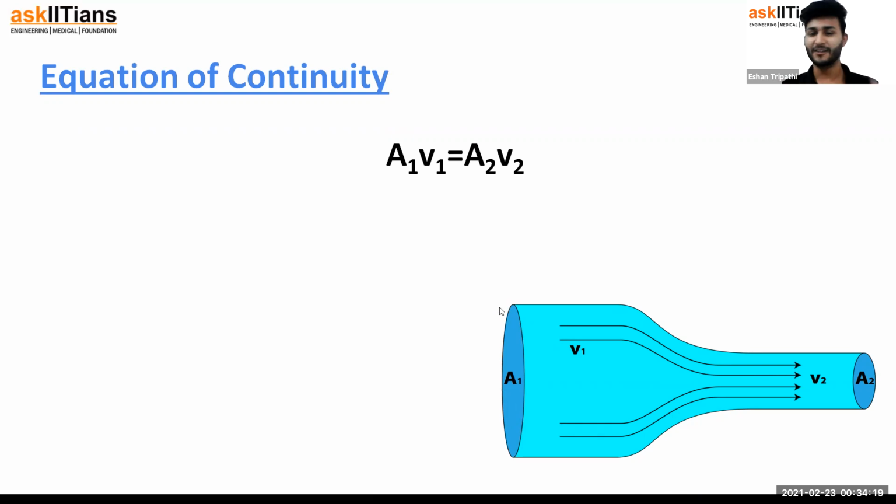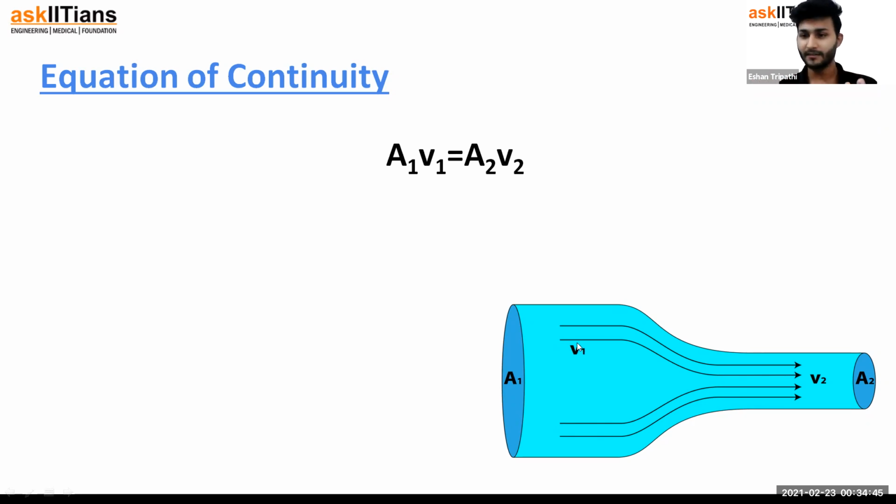Now, the equation of continuity is written as A1 V1 equals A2 V2. But before that, what are we even talking about? See, imagine there is a pipe of this shape, as we have shown over here. The pipe is thicker on the left and it becomes thinner as one moves to the right. So what does your intuition say? At which point will the speed of the liquid be more?